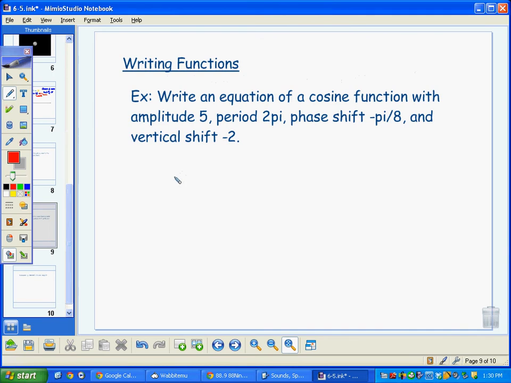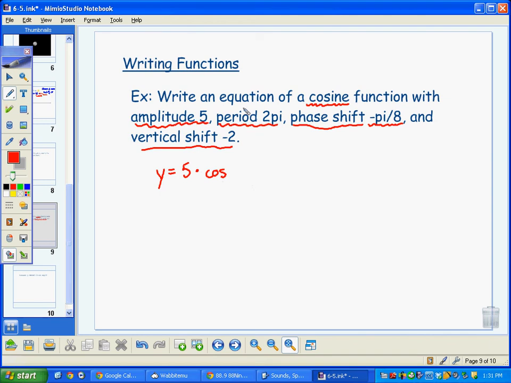To write a function, now we're going to be given certain pieces of information. First off, this says we want a cosine function. So I'm going to be writing something with cosine, not sine. I know the amplitude is 5. The period is 2 pi. A phase shift of negative pi over 8. And a vertical shift of negative 2. Okay, so let's go ahead. We'll say y is equal to, amplitude is 5, times the cosine. That's probably the nicest part.